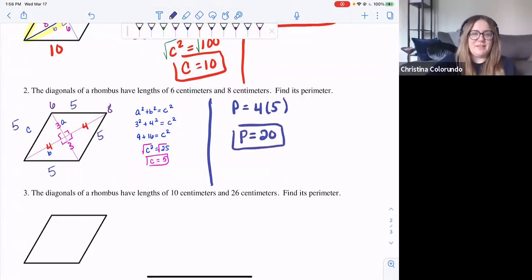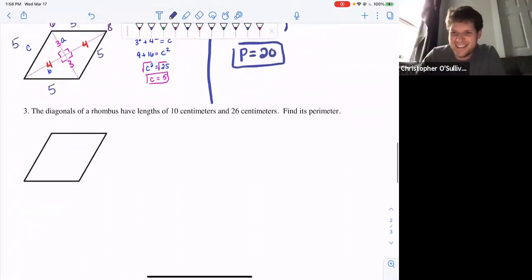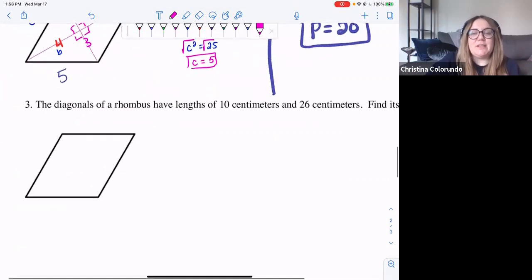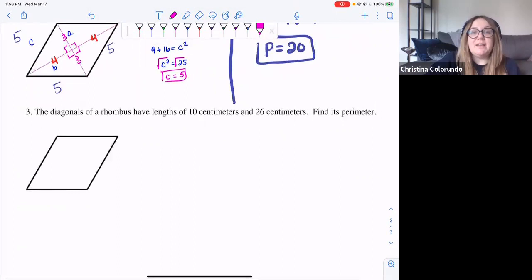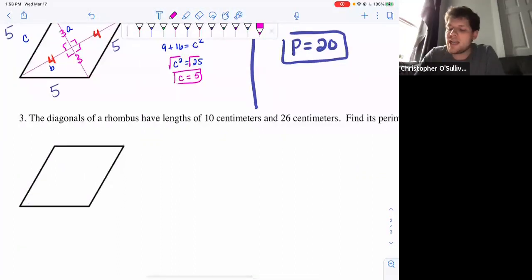Mr. Sullivan, would you like to solve question number 3? Sure. Can you just read the question for me? I hate reading. Sure. The diagonals of a rhombus have lengths of 10 centimeters and 26 centimeters. Find its perimeter. So ladies, for this one, the first thing we do is we draw on our diagonals. So I draw my diagonals and I'm going to label them with a 10 and a 26.